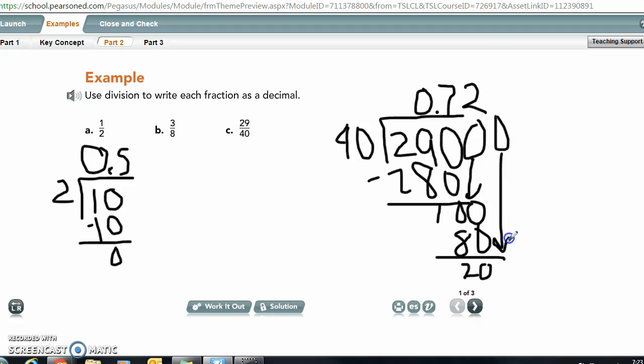Well, how many times will 40 go into 200? That's kind of like 4 times 20, or 4 times what is 20? So I'm going to say 5 times. 40 times 5 is 200. I subtract 200 and I get 0. Okay, so 0.725 is the correct answer. I can check my work by multiplying 40 times this number to see if it equals this number, because multiplication and division are inverse operations.